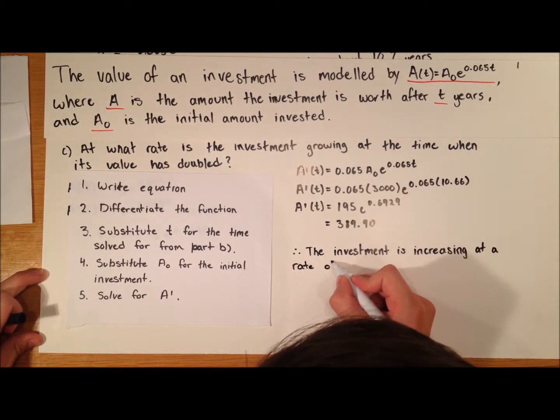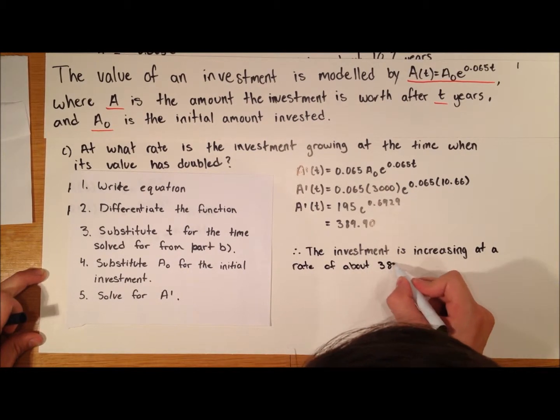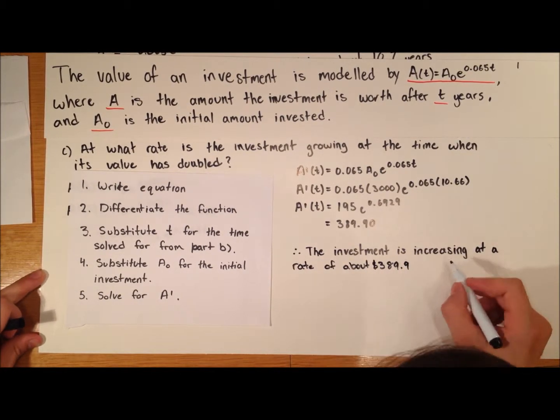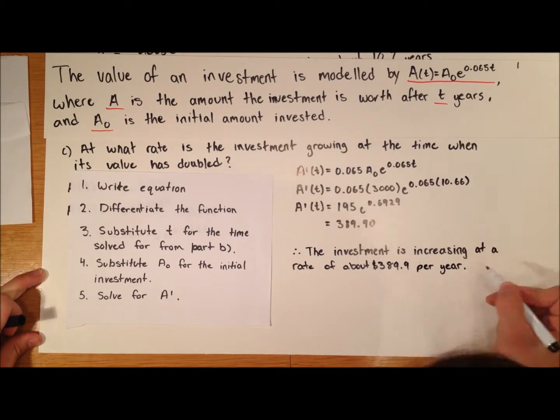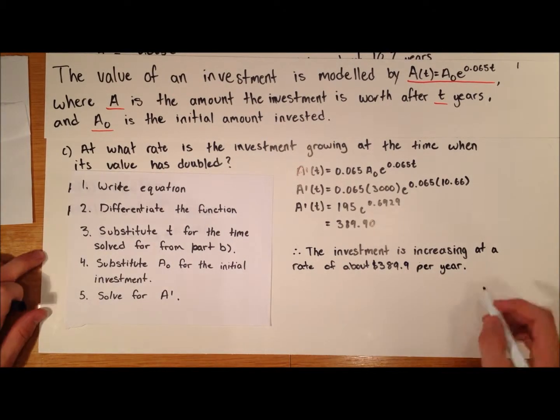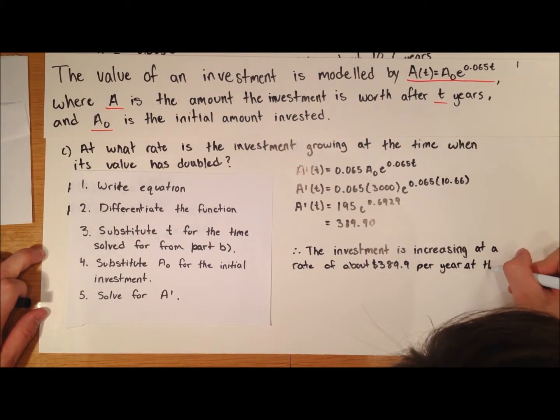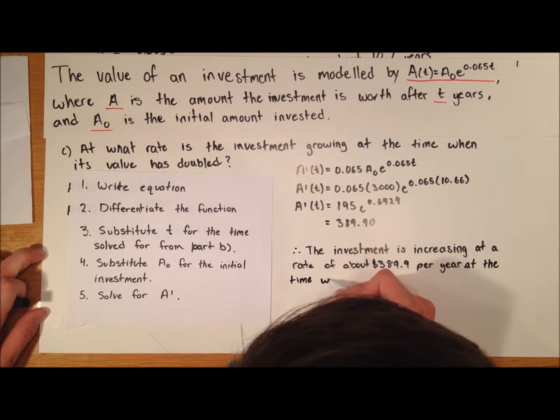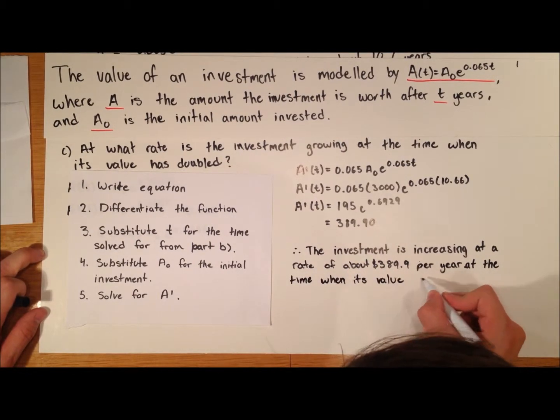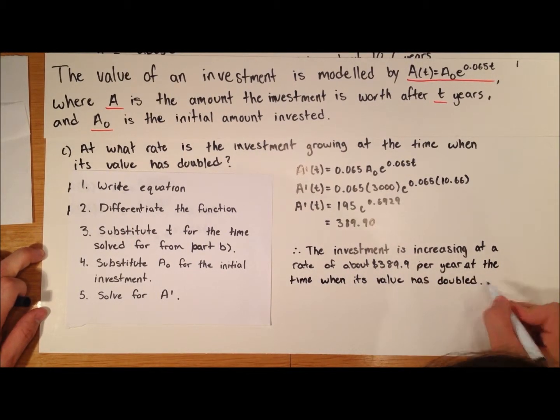Therefore, the investment is increasing at a rate of about $389.9 per year at the time when its value has doubled. So this means at exactly 10.66 years, the investment is increasing at a rate of $389 per year.